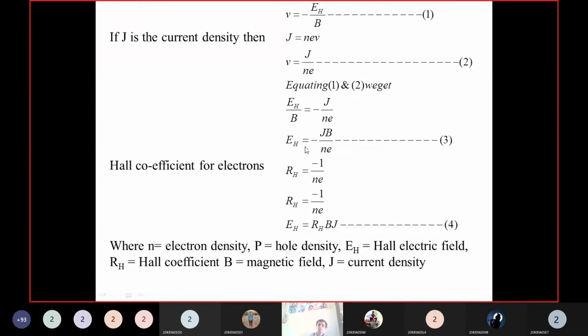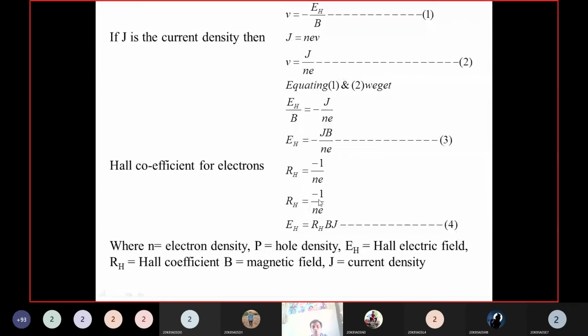EH is equal to minus JB by NE. Here, minus 1 by NE is called the Hall coefficient. We are taking that as RH. RH is equal to minus 1 by NE. Substitute that RH value here. So finally the equation becomes: Hall electric field EH is equal to RH into BJ.